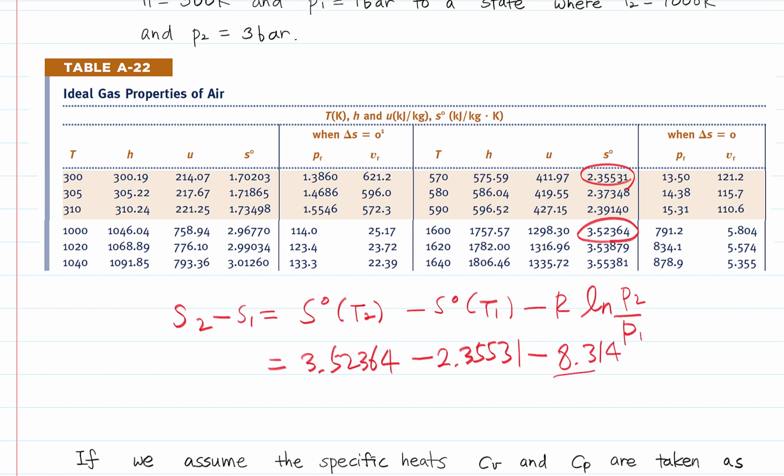universal gas constant divided by the molecular weight of air. Natural log of pressure 3 bar over 1 bar equals 0.9504 kilojoule per kilogram Kelvin. So note that the standard entropy is only a function of temperature, and we can find the standard entropy from the table.